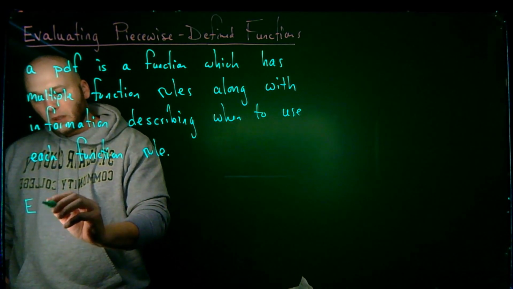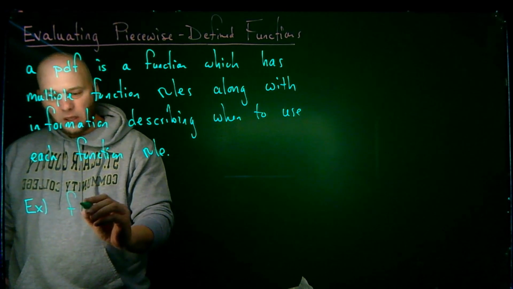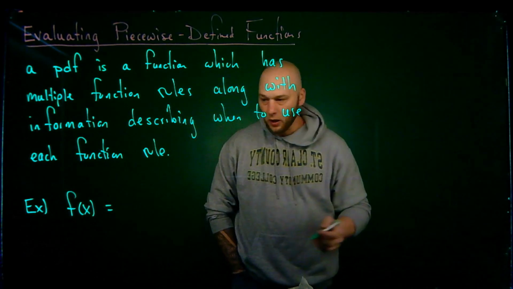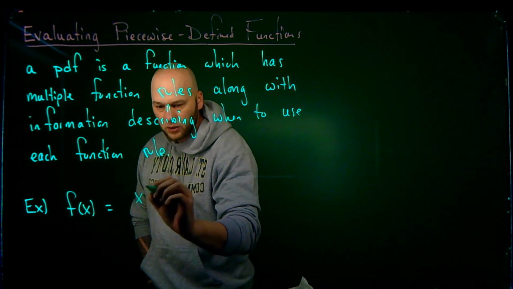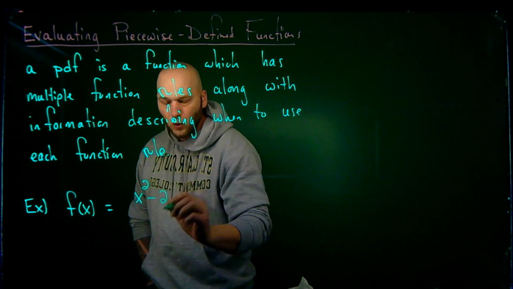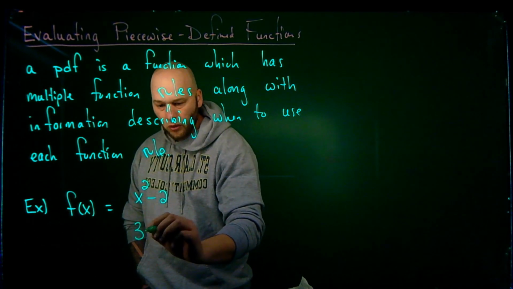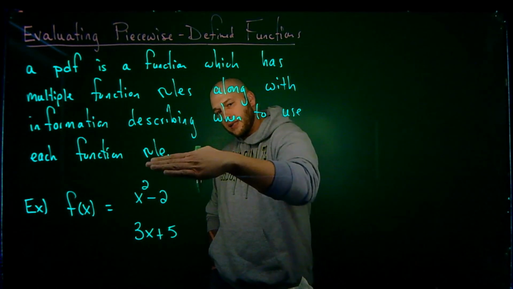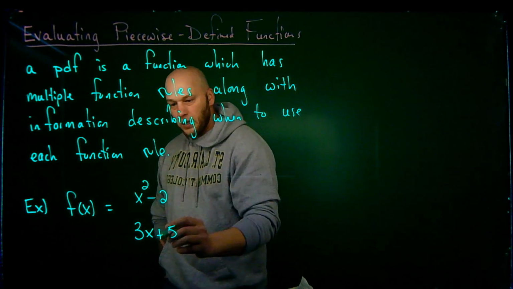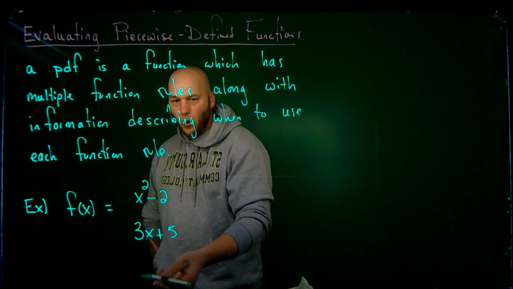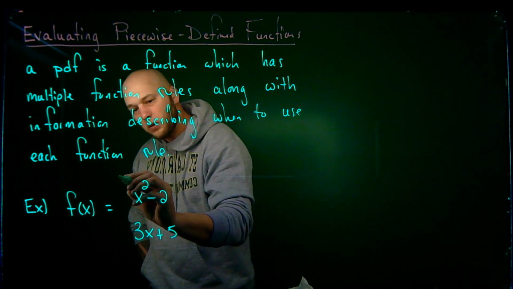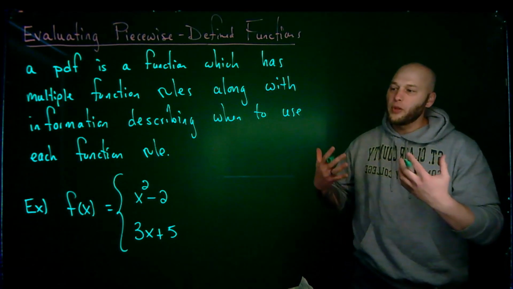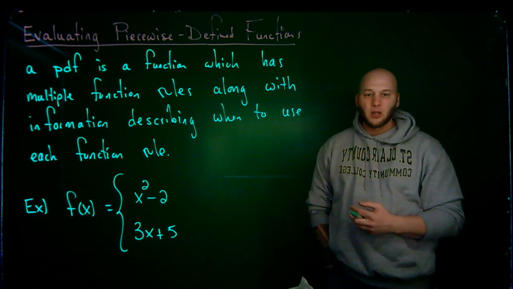For example, let's say I give you the following, and here's going to be a prototypical piecewise function. So I'm going to use two function rules here, and the first is going to be, let's say, x squared minus 2, and the second function rule is going to be 3x plus 5. Now here's the notation. I stack the function rules vertically. So if I had three function rules, I would list it here, 4, 5, whatever the case may be. And then we use the same notation for a system of equations, so the large curly bracket, to show that those are both connected to the function f of x.